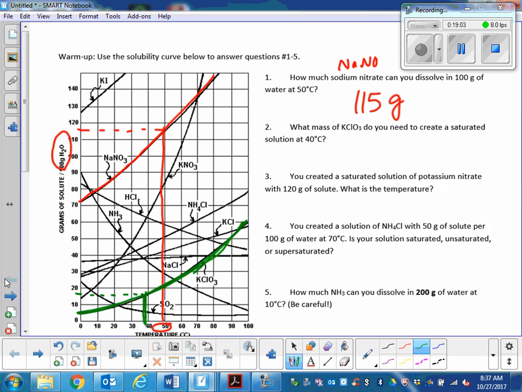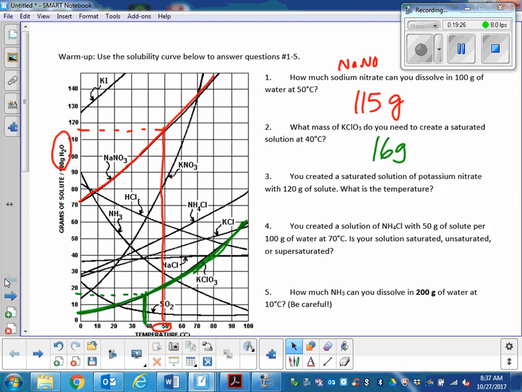What do you think? You find KClO3, right, Young? You find 40, you go up, and you extend across. What is the amount? 15, 15, 16, all that is fine.